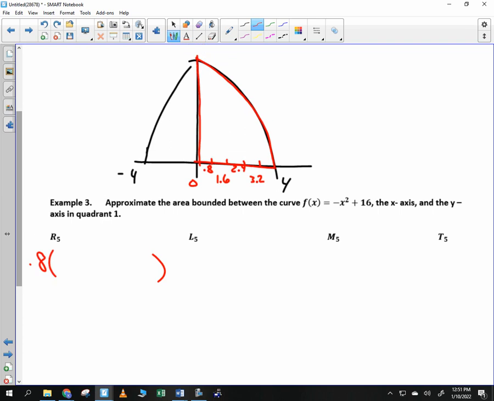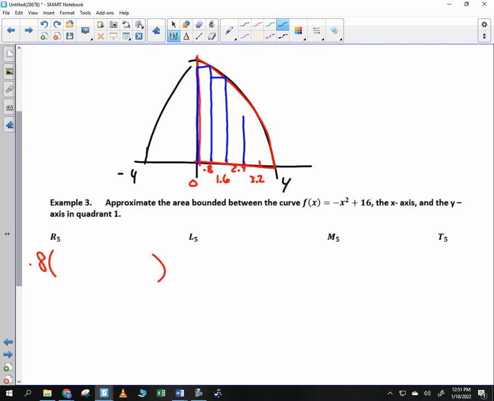I will only draw the right-hand sum. I won't draw out all of them. Can somebody tell me where do I evaluate my first height if I'm doing right hand? I go to my interval and I go to the right-hand side of it. I go to 0.8. So I'm going to draw out the right-hand sum so we can see it.